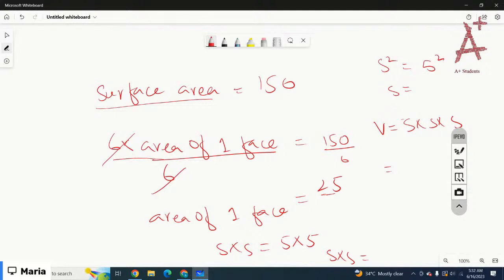The exponents are the same, that means the bases are the same. So s equals 5. You have to calculate the volume. So 5 times 5 is 25 and 25 times 5 is 125. So the volume of the shape is 125. Got it?